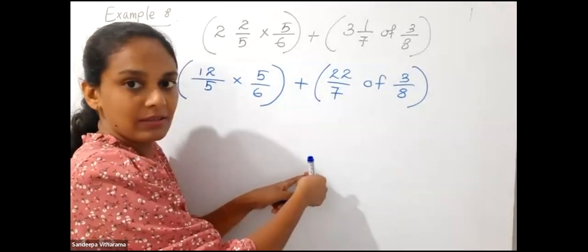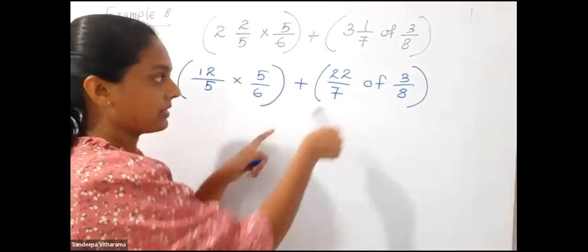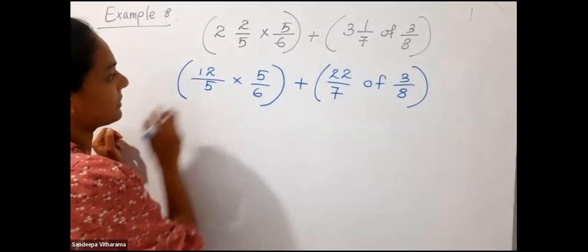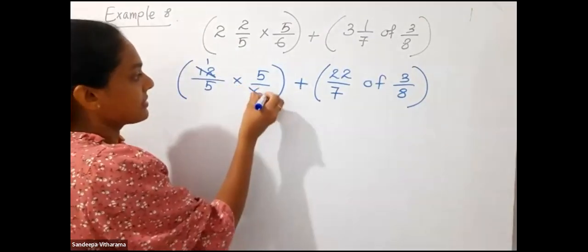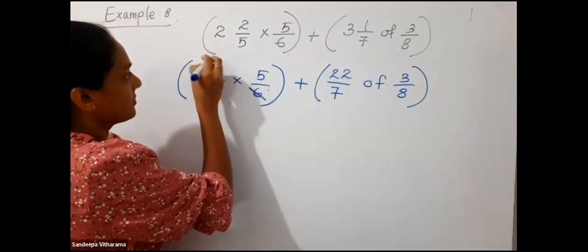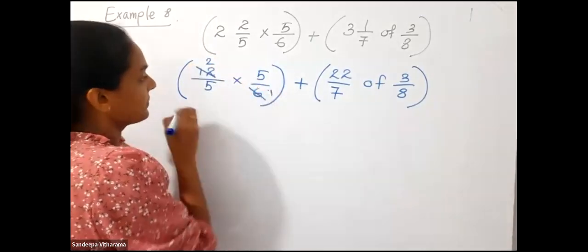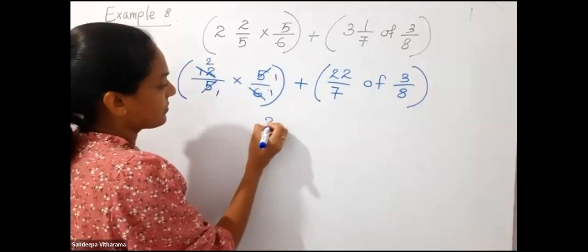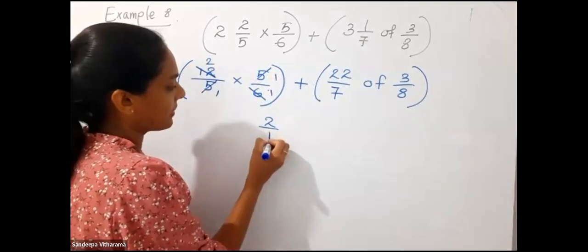Then after, add the 2. Okay? Add those together. Take the answers separately from here. Okay, look here. 12 divided by 6 is 2. 5 answer for 5. So 2 into 1 is 2. 1 into 1 is 1.